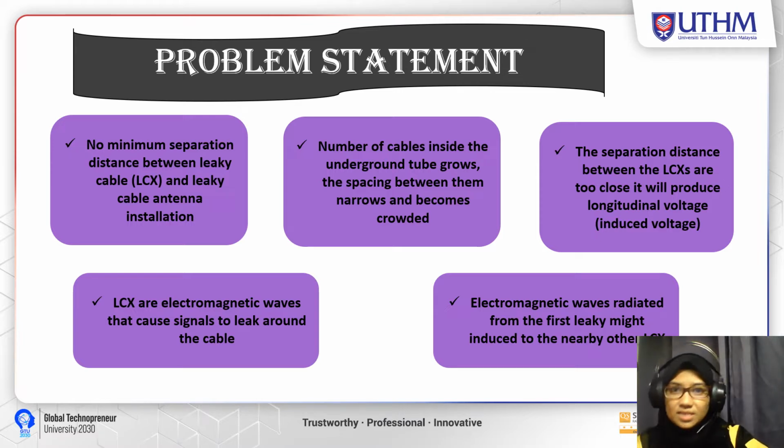Linking cable is a cable that radiates RF signals, and if the separation distance between the linking cables is too close, it will produce longitudinal induced voltage. Based on the principles, linking cables emit electromagnetic waves that cause signals to leak around the cables. Electromagnetic waves radiating from the first cable mainly induce voltage in the nearby linking cable.